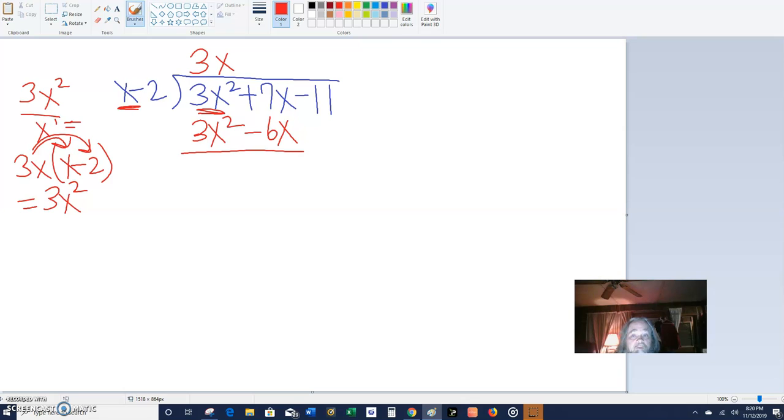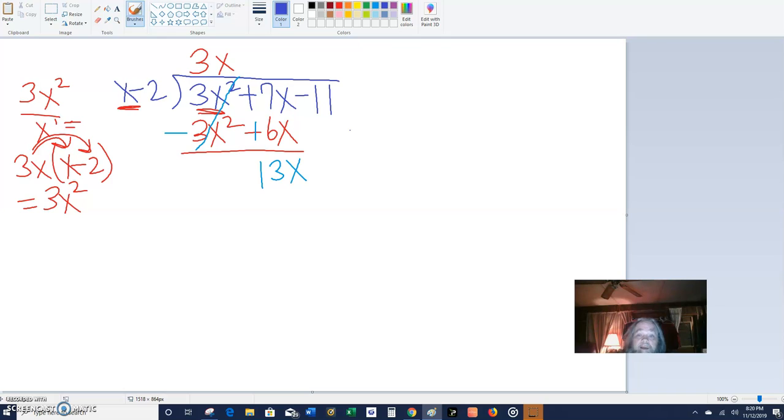Now think back to when you are dividing numbers. At this stage in the long division, you would subtract your numbers. You do the same thing here when you're subtracting polynomials. The signs will actually change to the opposite signs in the second polynomial. So the 3x squareds cancel out. And when we combine our x's, we get 13x.